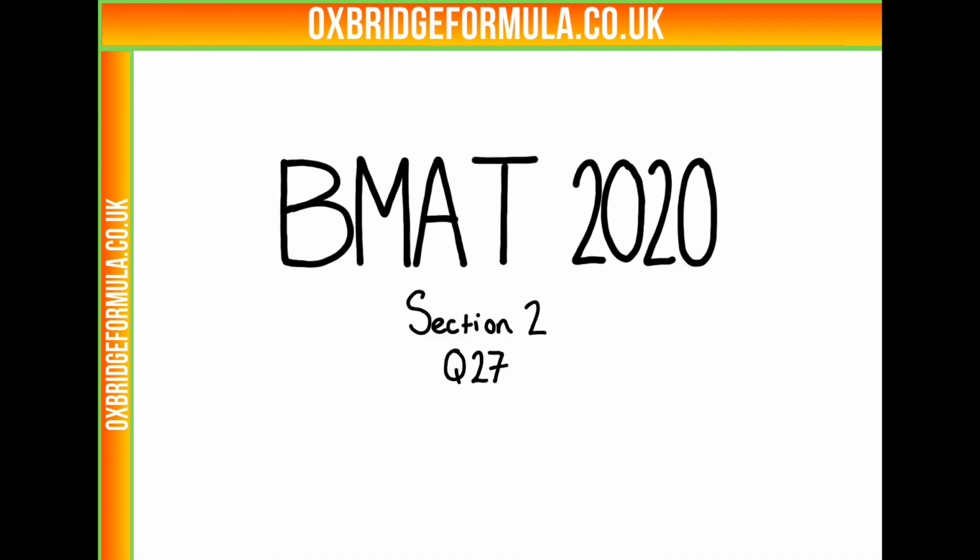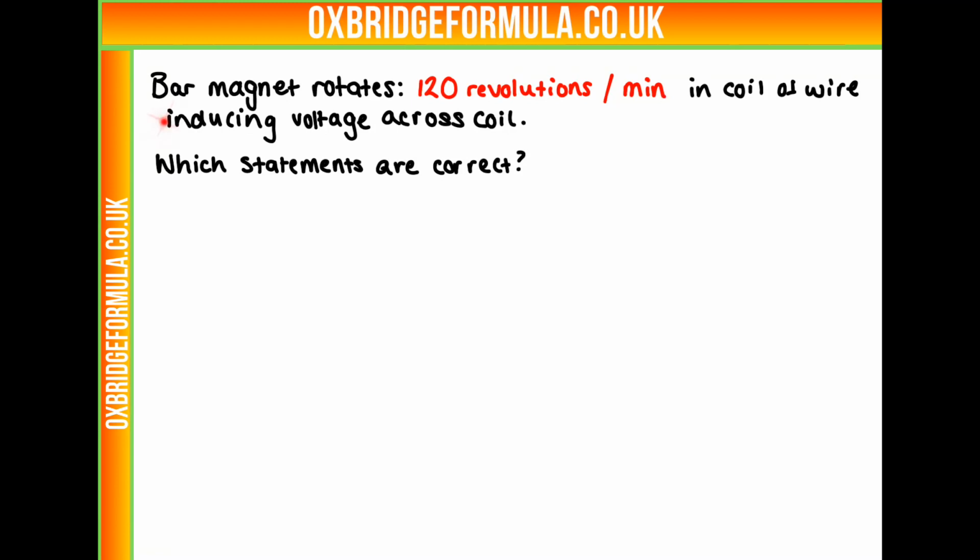In this video, we're looking at BMAT 2020, Section 2, Question 27. So, we're told a bar magnet rotates with 120 revolutions per minute in a coil of wire which induces a voltage across the coil, and we have to work out which statements are correct.